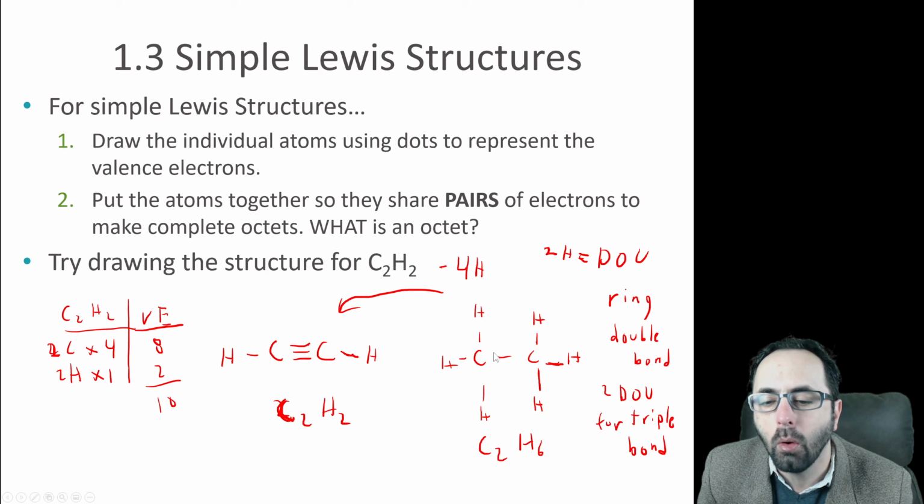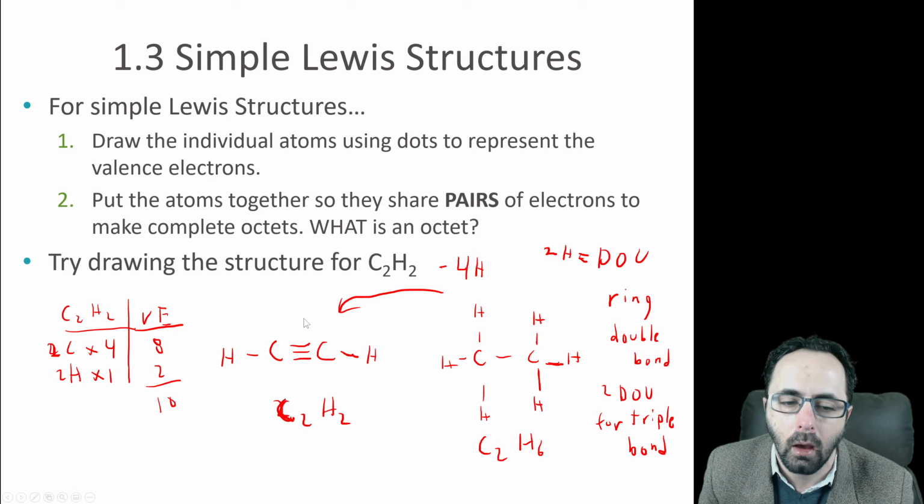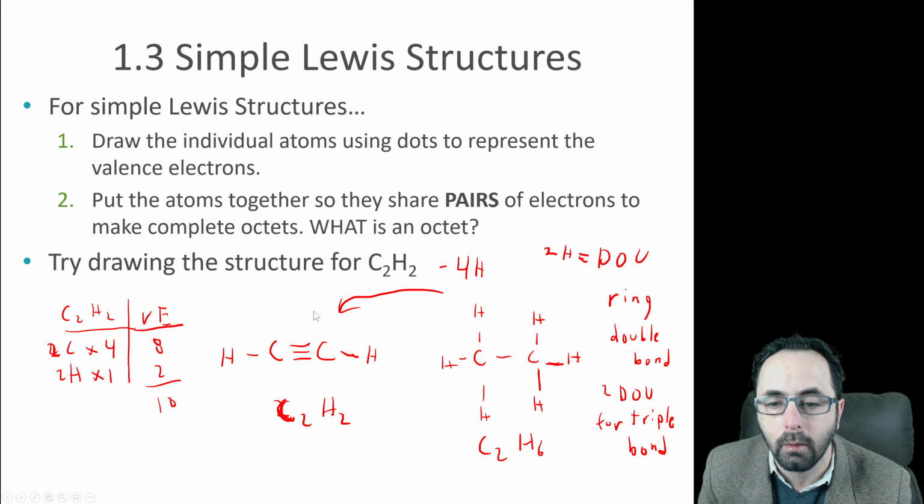So as we move forward, we'll have simpler organic ways of drawing the Lewis structures, but you can still always do it the old way that you did in GChem too, with counting the valence electrons. It just becomes more cumbersome as the molecules get bigger, as they will do in this class.